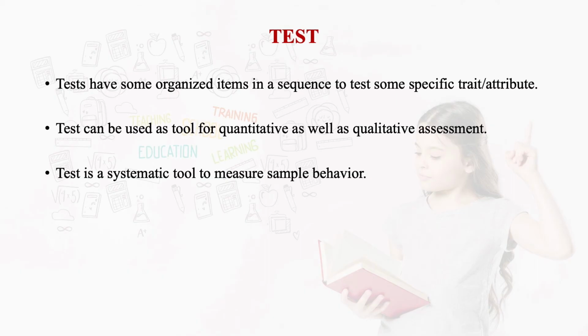And further, we can say a test is a systematic tool to measure sample behavior. It is a systematic tool because it has been developed as per the learning outcome, as per the purpose, and as per the objective. That means mathematical ability of the learners in class 9th, or attainment of science, learners' achievement in science in class 10th. So that's why we do it in a very systematic way: what items will be taken, and further whether the items are really measuring the same ability of the learners or not. So this is the concept of a test.